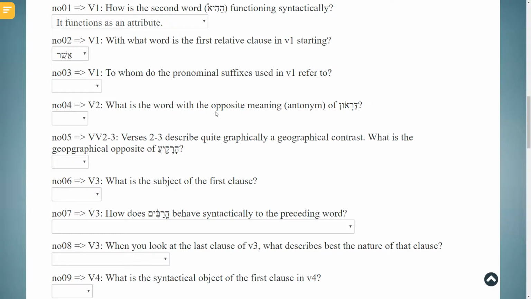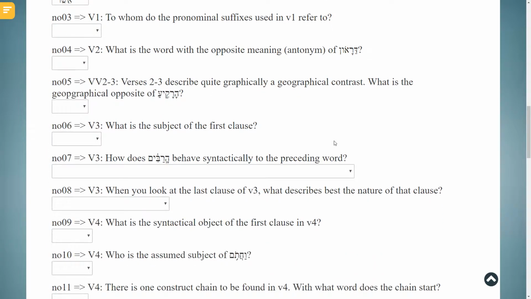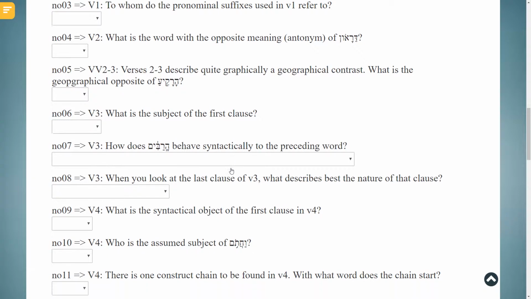What is the word with the opposite meaning, the antonym of deravon? Couple of options. You can only find the right answer if you actually have translated the text correctly. Then verses 2 till 3 describe quite graphically a geographical contrast. What is the geographical opposite to harakia? Probably it's adamat, right? But you have to translate the text.